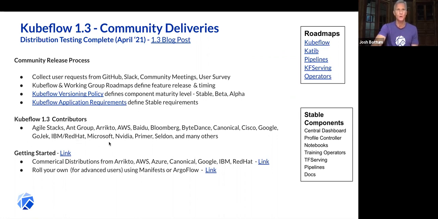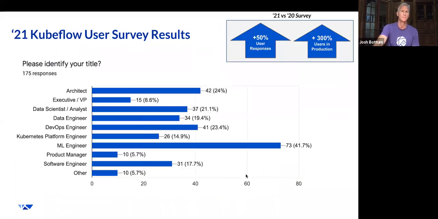We have a great list of contributors. This is the majority of the major distributors here. And you can see that this is not just a few commercial vendors. This is interaction between both end users and commercial distributions in order to produce a high quality product. So when you look at Kubeflow 1.3 as an open source offer, you can roll your own using Manifest or Argo Flow. This is primarily for advanced users, or there are options for commercial distributions from these market leaders here, and these links will allow you to get to those.